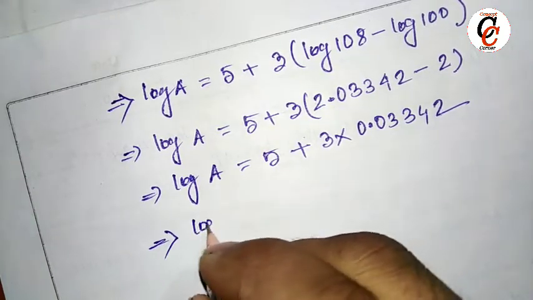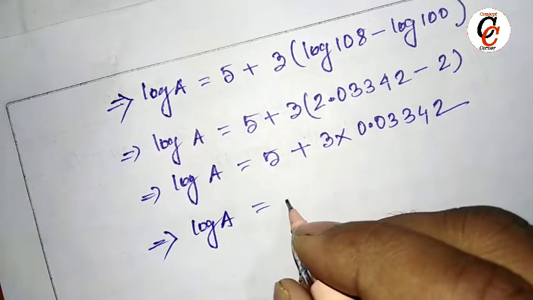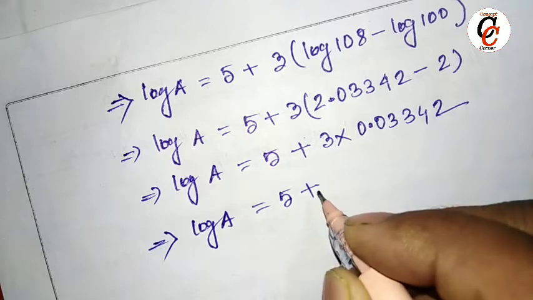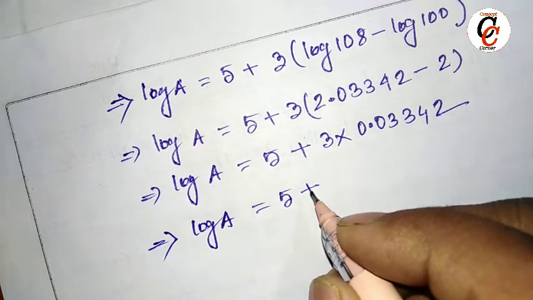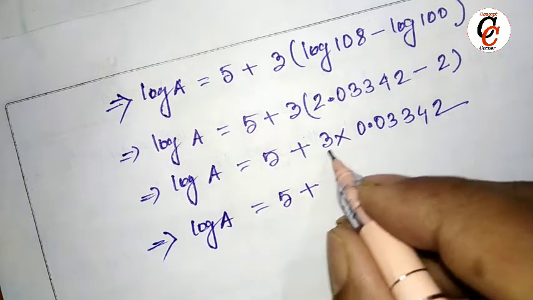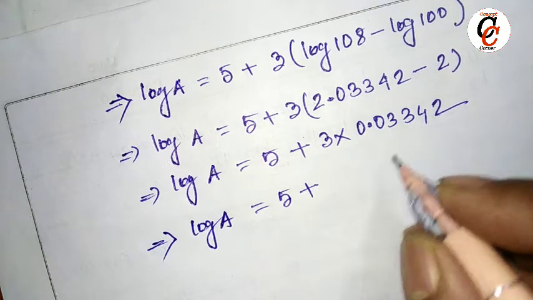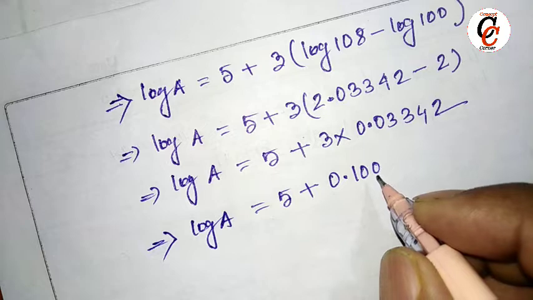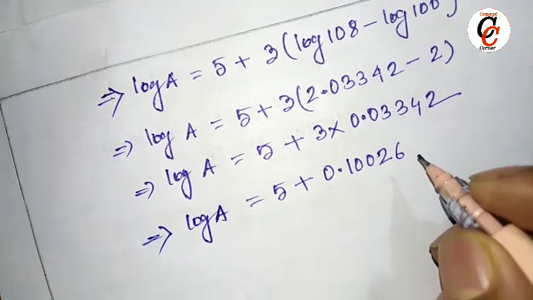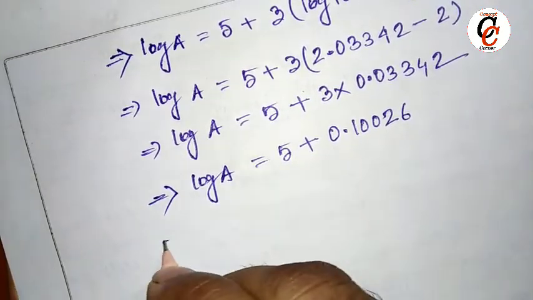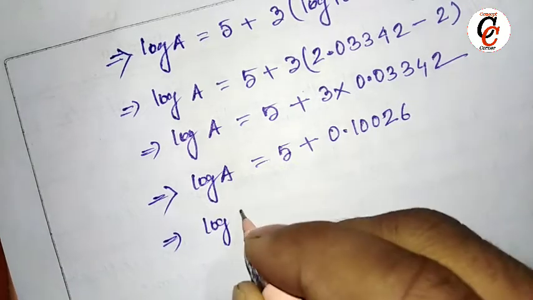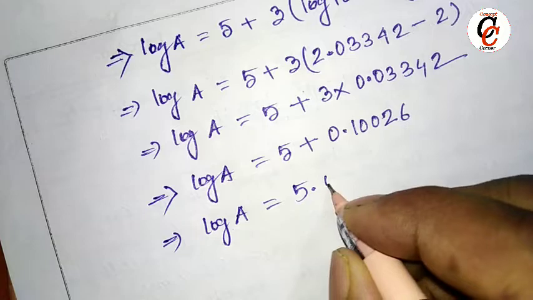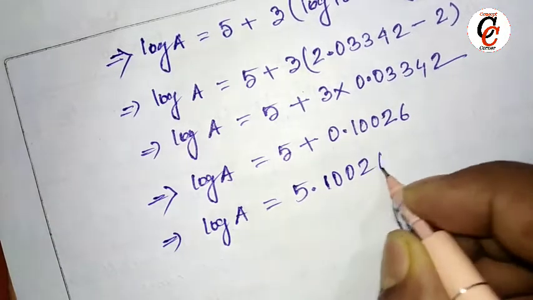So log of A will be 5 plus 3 into this value. 3 into this value we get 0.10026. So log of A is nothing but 5.10026.